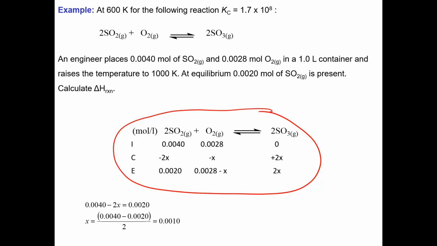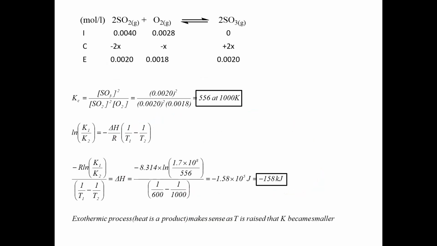So let's calculate what x is. 0.004 is what we started with. Then the SO2 went down by 2x, and we ended with 0.0020. Solving for x tells us that x is 0.0010. So we can update our ICE table using our value of x and get all of the equilibrium concentrations for our reactants and products. We've done that here.